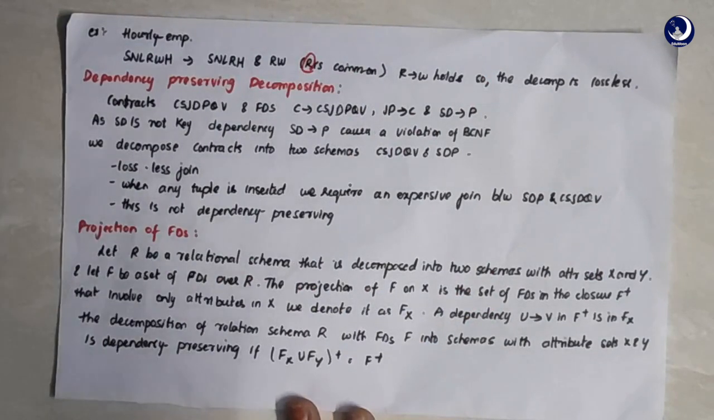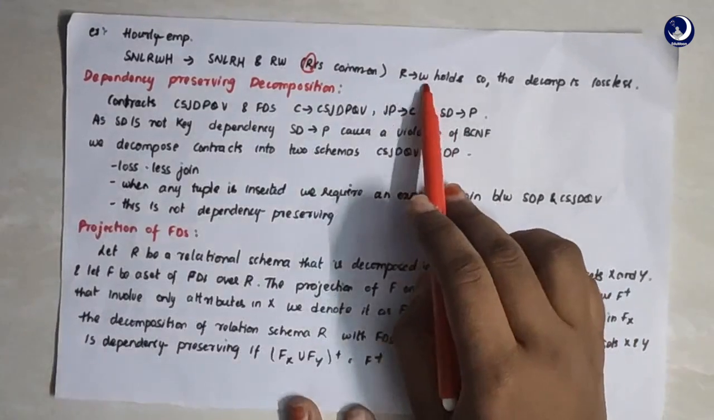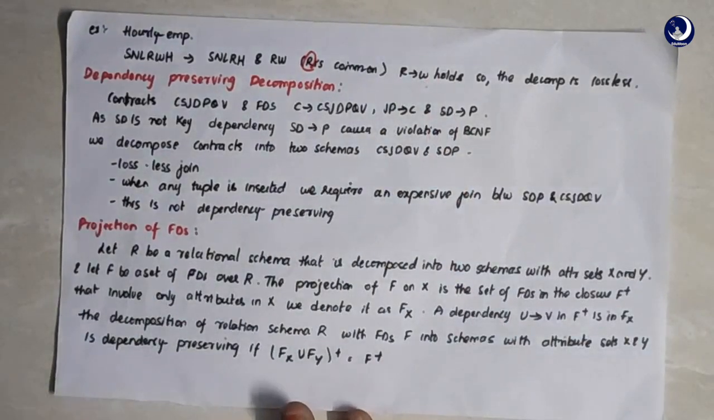It should determine either R1 or R2. It is determining. See, R determines W, it holds. So this decomposition is a lossless decomposition. When you combine these two instances that you have decomposed, no information will be lost. You can actually retain the original instance, which is SNLRWH, right?